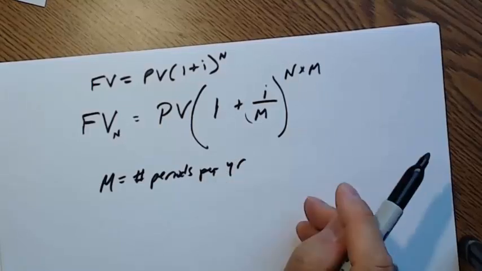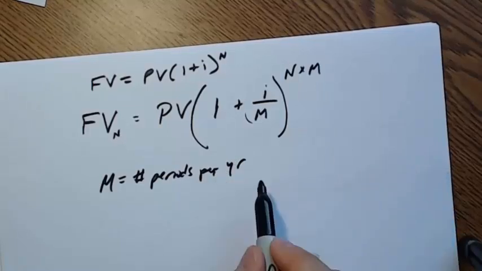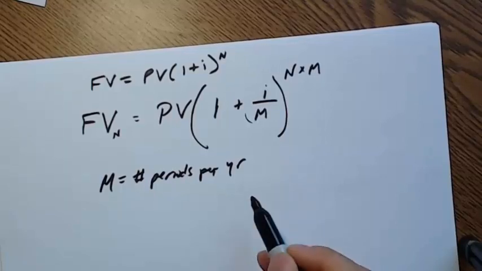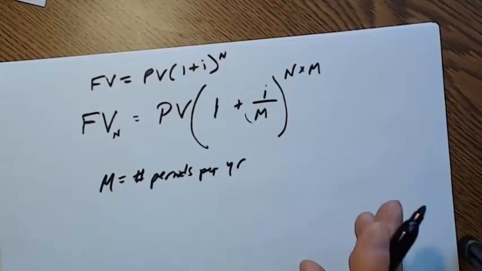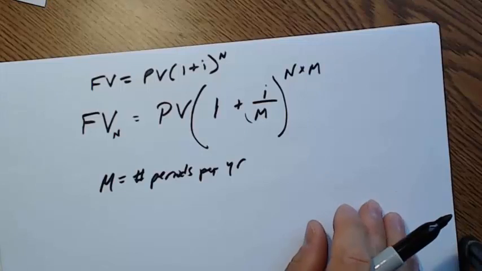It's the number of periods per year. So if it's quarterly, it's 4. If it's monthly, it's 12. If it's daily, it's 365. I think you get it.